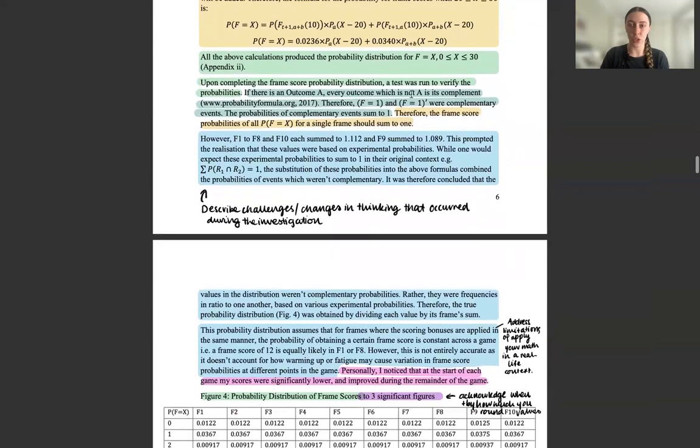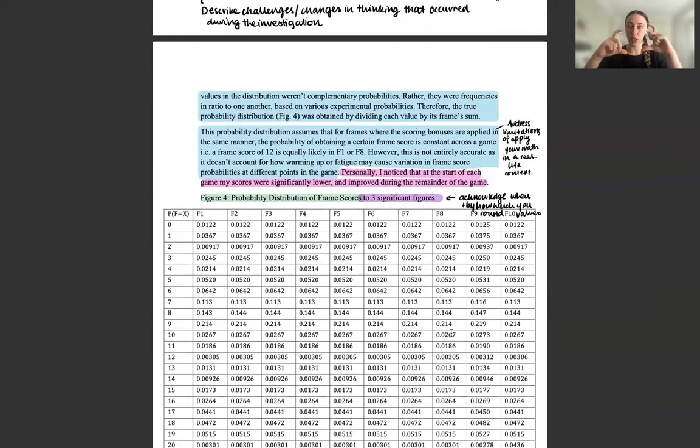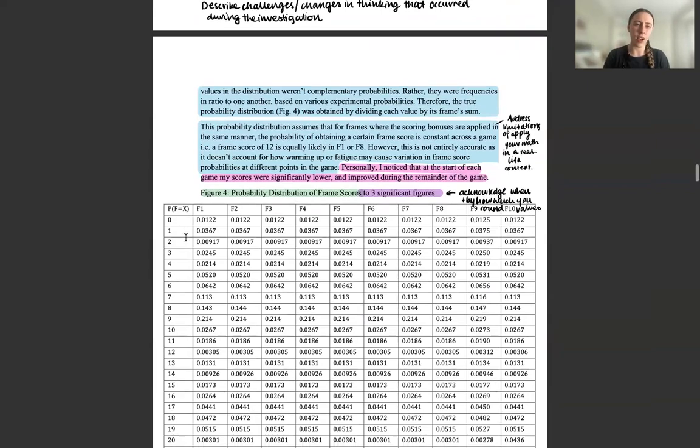Okay, so this was a big issue in my maths IA that I wanted to talk about. I had this issue here where I finished my calculations for the probability of getting any of my frame scores. So within a bowling frame, in 10-pin bowling, the maximum score you can get is 10. So that's F10.